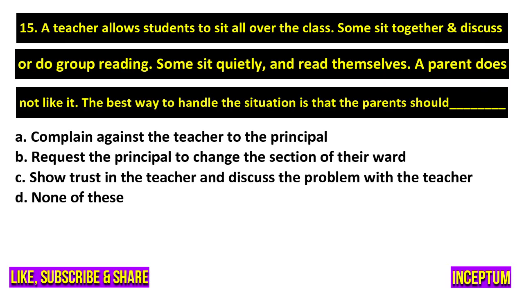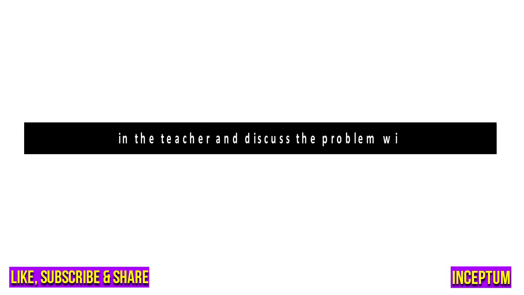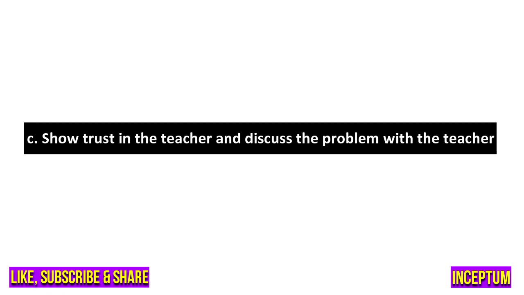Question number 15. A teacher allows students to sit all over the class. Some sit together and discuss or do group reading. Some sit quietly and read by themselves. A parent doesn't like it. The best way to handle the situation is that the parents should. In the four options we have complain against the teacher to the principal, request the principal to change the section of their ward, show trust in the teacher and discuss the problem with the teacher, none of the above. And the right one is option C, show trust in the teacher and discuss the problem with the teacher.